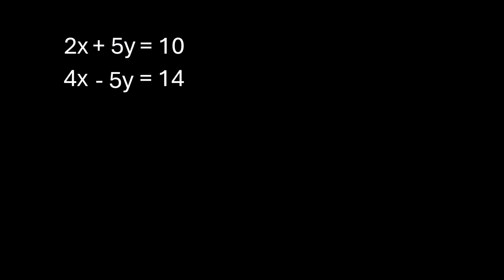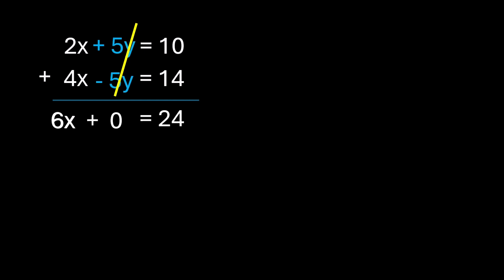Let's look at 2x plus 5y equals 10 and 4x minus 5y equals 14. If we notice, the 5y and the minus 5y have opposite coefficients, opposite numbers in front of them. So if I add these two equations together, which might seem a little weird, those 5's would cancel out. 2x plus 4x would give me 6x plus 0 is equal to 24. Well, I don't care about that 0 anymore, so I have 6x equals 24. I divide both sides by 6, and that gives me x is 4.